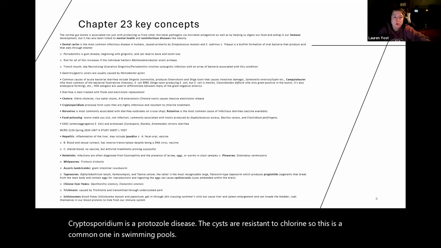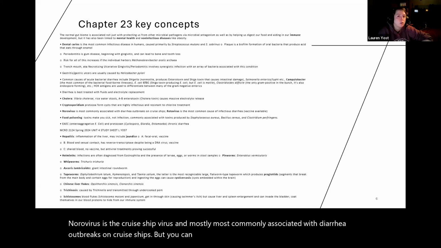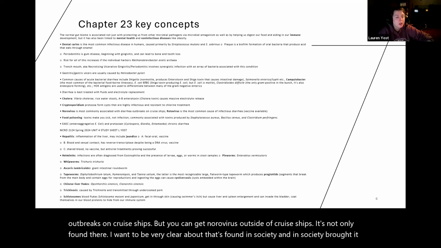Norovirus is the cruise ship virus and most commonly associated with diarrhea outbreaks on cruise ships, but you can get norovirus outside of cruise ships. So it's not only found there. I want to be very clear about that. It's found in society, and then society brought it into the cruise ships.